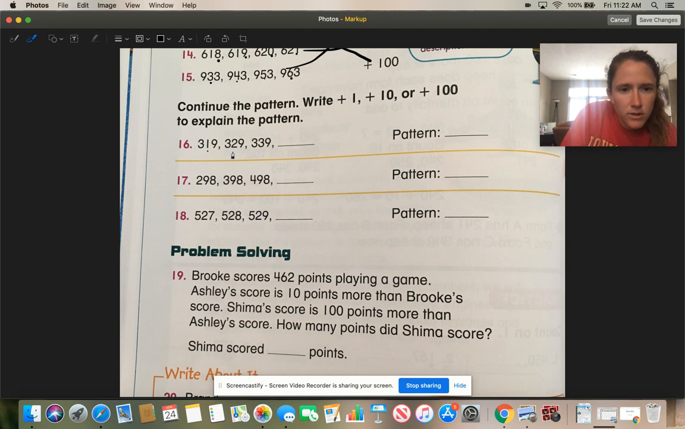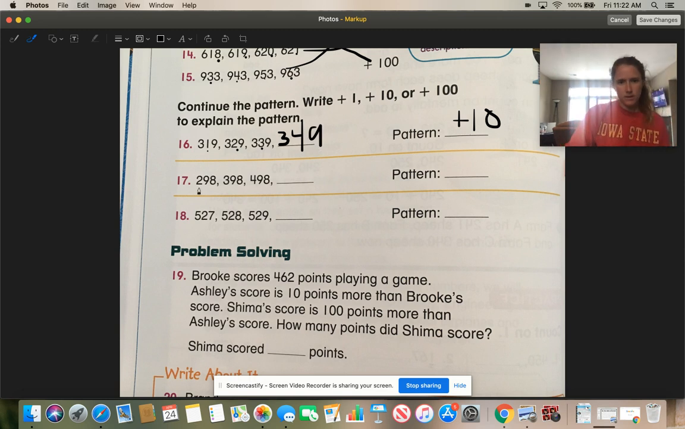319, 329, 339. So what place is changing? It's +10 because the tens place is changing. And the next one would be 349. Let's see the next one.